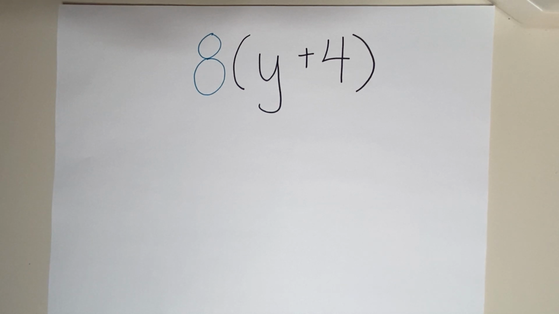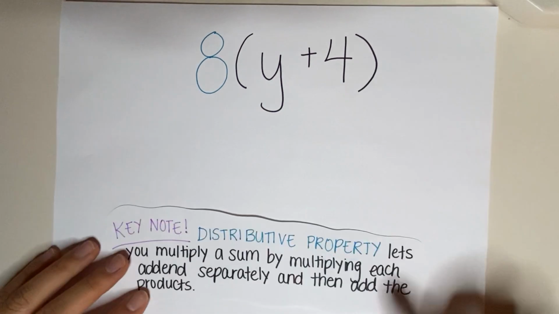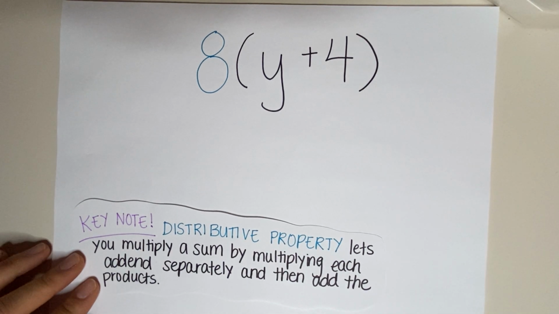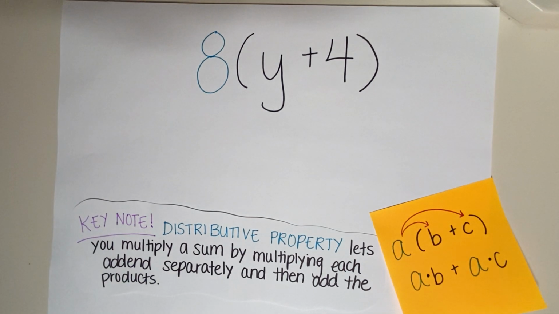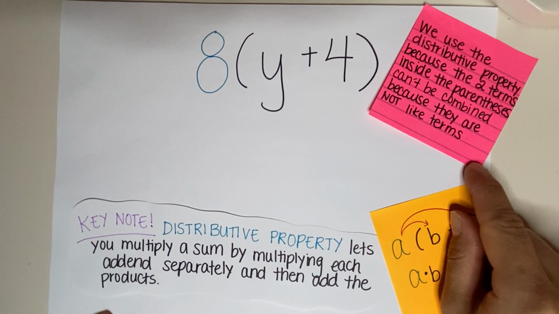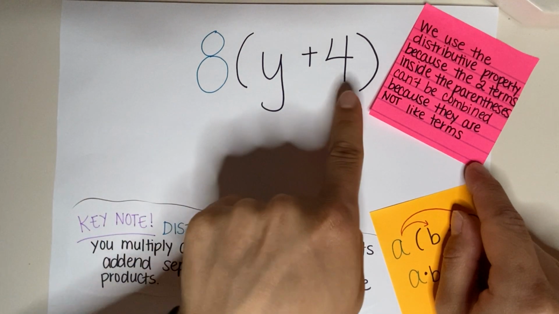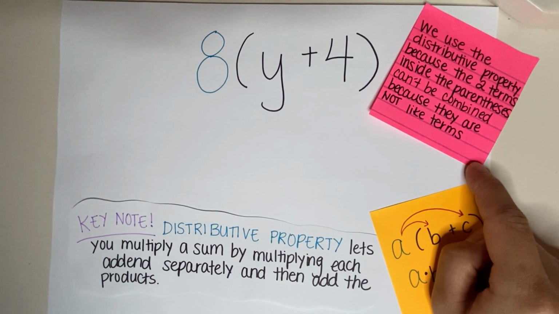So now we have 8 is being multiplied by y plus 4. And again, here is our keynote. We are using the distributive property. It looks a little something like this. Well, the reason why we use the distributive property is because the 2 terms inside the parentheses can't be combined because they are not like terms. I don't know what y is, so I can't add y plus 4.